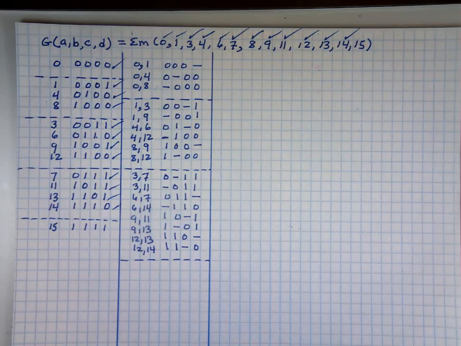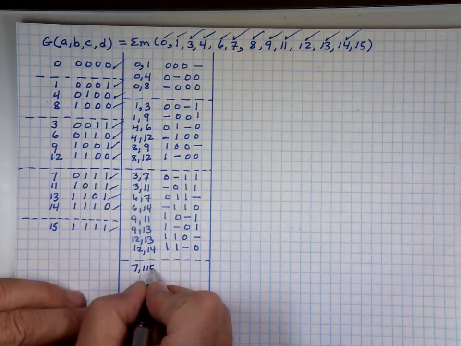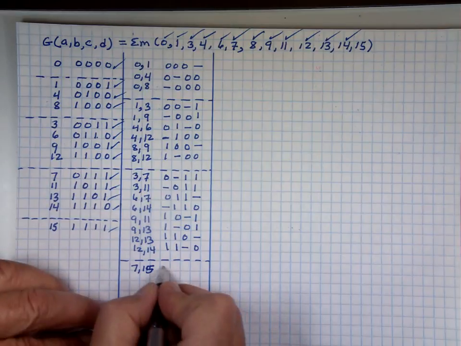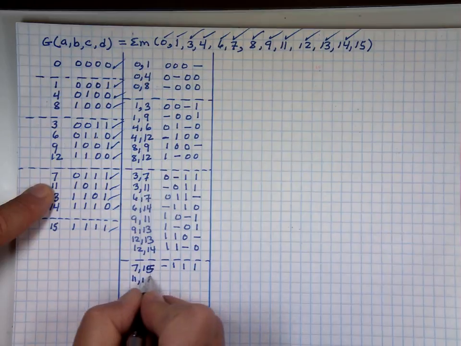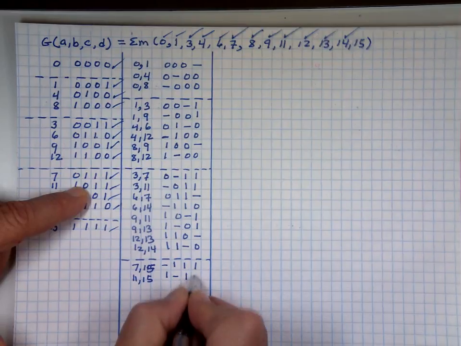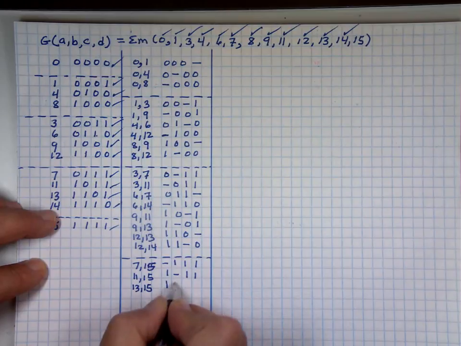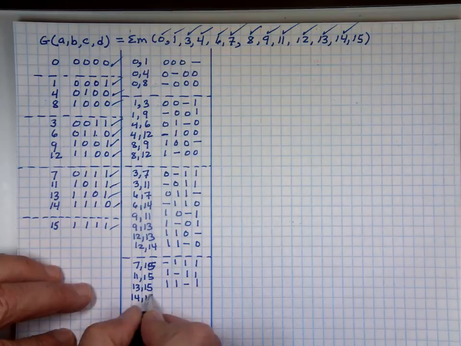You have everything but 15, don't you? With 15, all of them should be 4 of them. 7 and 15. Oh. Dash 1, 1, 1. 11 and 15. 1, dash, 1, 1. 13 and 15. 1, 1, dash, 1. And 14 and 15. 1, 1, 1, dash.